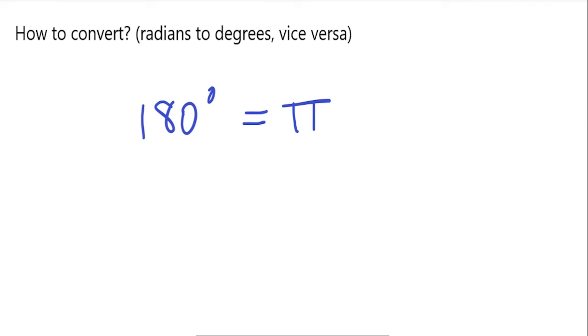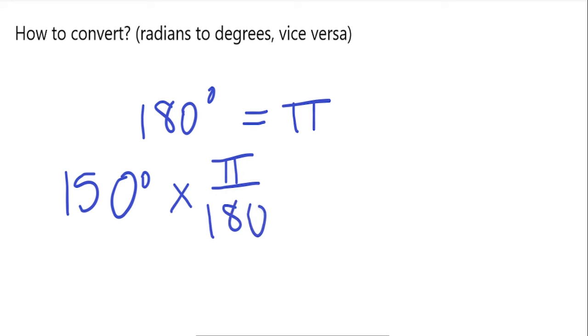So let's say we want to convert 150 degrees. What you would do is multiply it by pi over 180 degrees. You do it like this because you want to get rid of the degrees, and this is going to get rid of that degrees. Once you do that, you get 150 over 180, which is essentially 5 pi over 6.